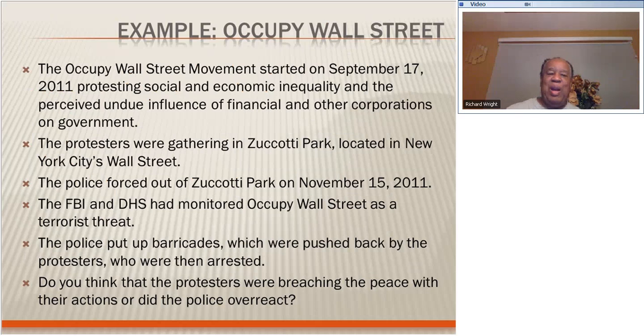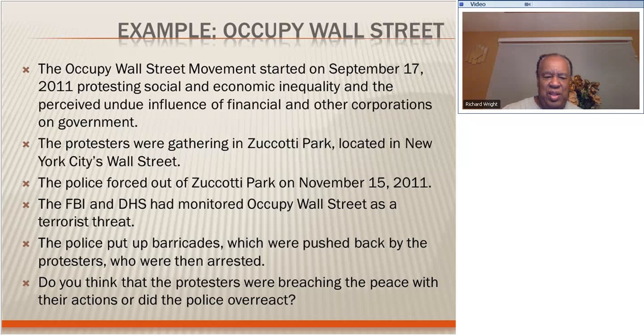Here's Occupy Wall Street. I remember this in 2011. The Occupy Wall Street movement started September 17th, protesting social and economic inequality and the perceived undue influence of financial and other corporations. The protesters gathered in Zuccotti Park, located in New York's Wall Street area. Police forced them out of the park. In November of 2011, the FBI and DHS monitored Occupy Wall Street as a terrorist threat because in group situations like that, it's been determined that there are groups that take the opportunity to exercise their terrorist activities in those kinds of environments. So the police put up barricades, which were pushed back by the protesters, and then arrested.